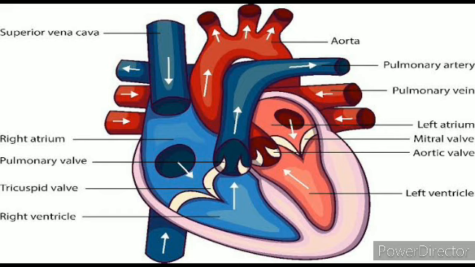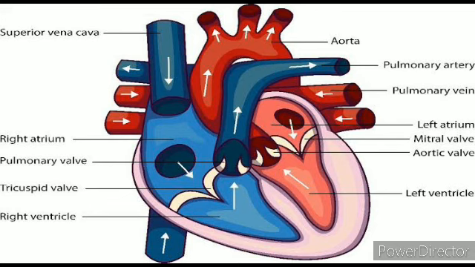The right side of the heart is completely separated from the left side with the help of the partition that is called septum. That is why the two types of blood do not mix with each other. The heart has a number of valves that allow the blood to flow in one direction only.